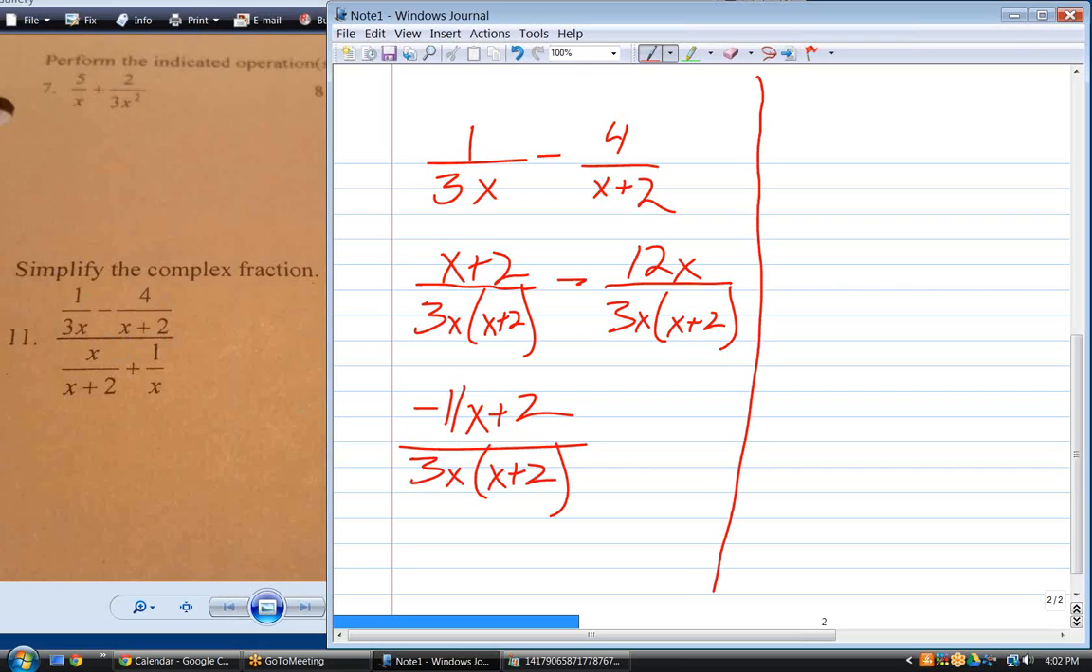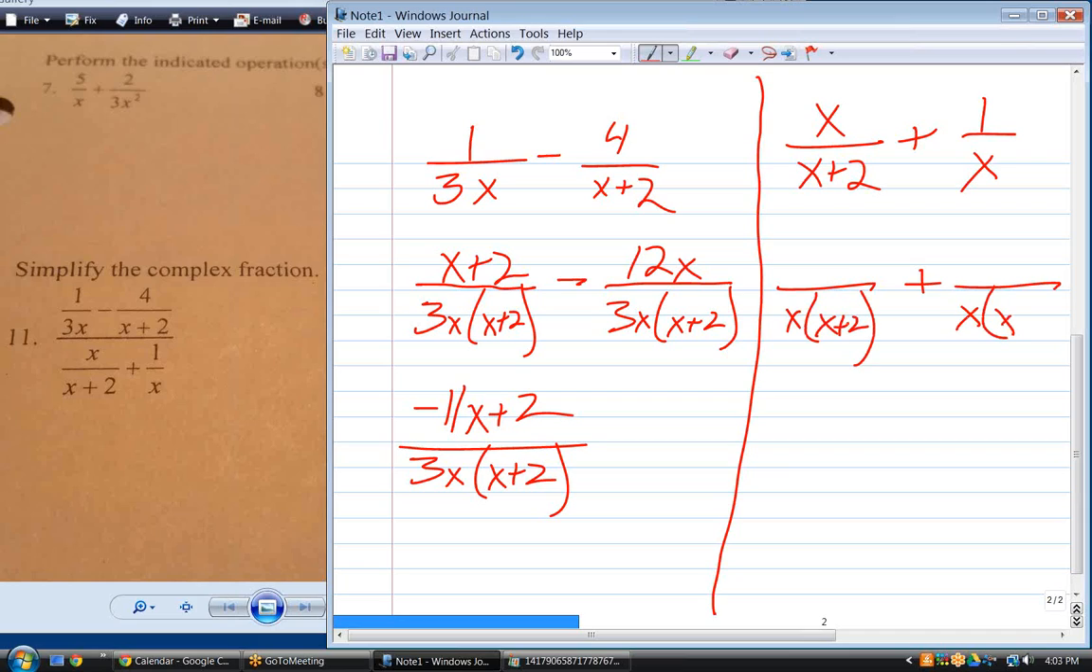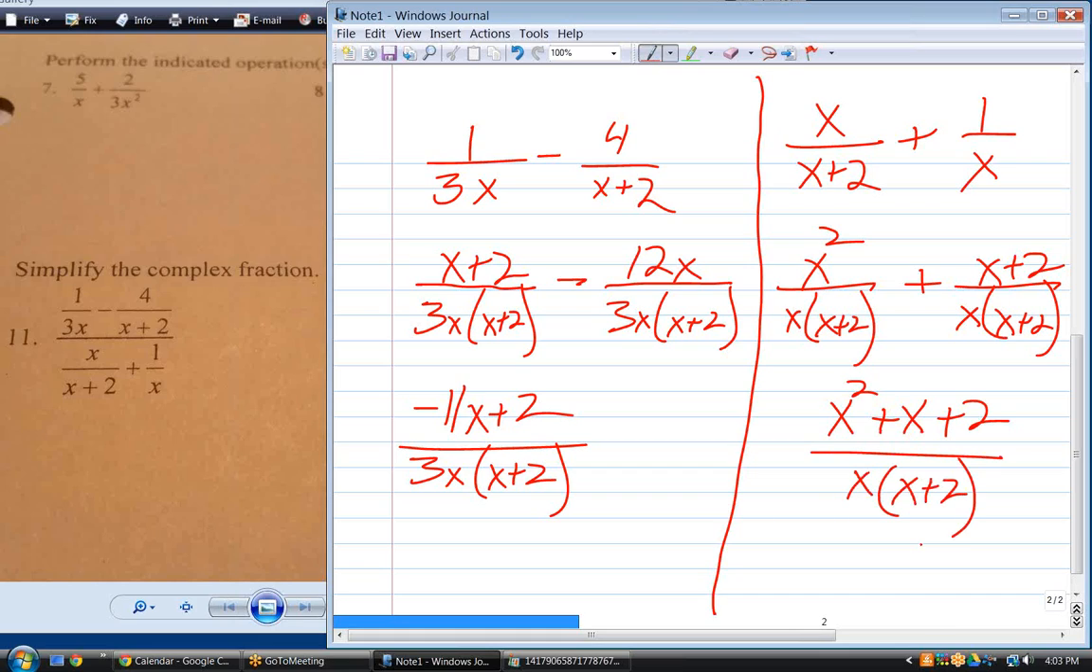Okay? Now, let's work with the denominator. Let's do the same thing. What's the common denominator? x parentheses x plus 2. Goes here. x squared. Here. Is it just x plus 2? Simplify. x squared plus x plus 2. Can that be factored? No. Correct. Okay. So that is our new denominator.